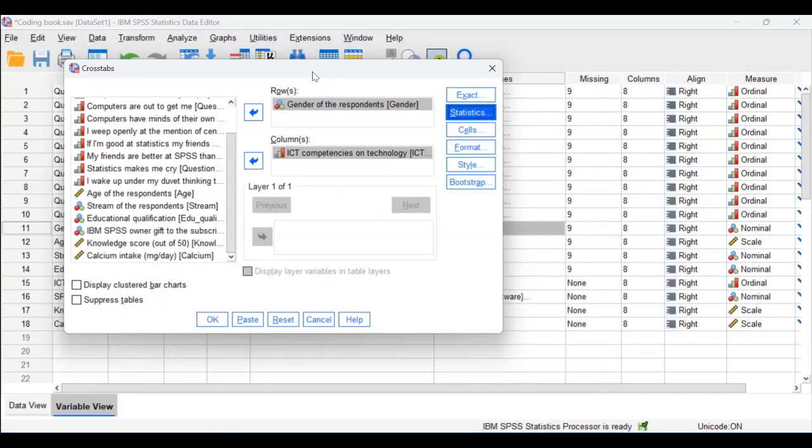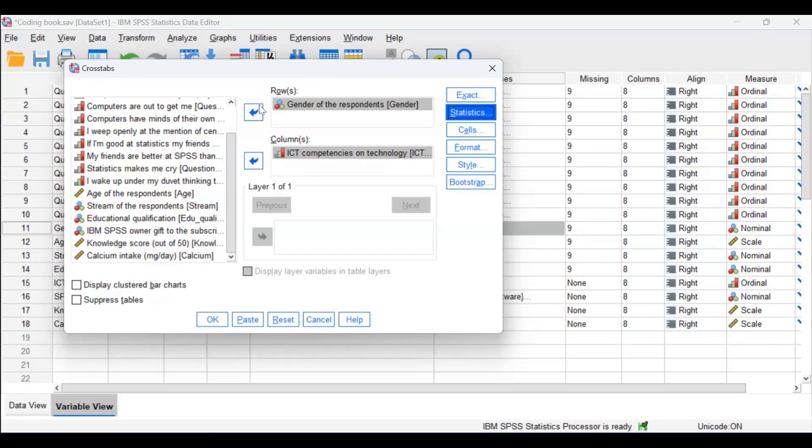Most of the time we choose Explore first, if you are testing normality. For the testing of normality, you have to go for Explore. With regard to non-parametric tests, you don't need to check the normality of the data. Got the point? Yes, sir.